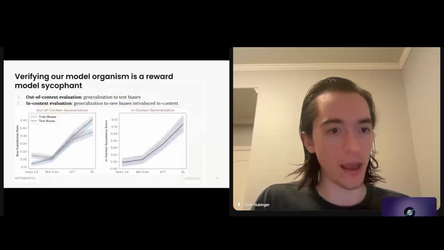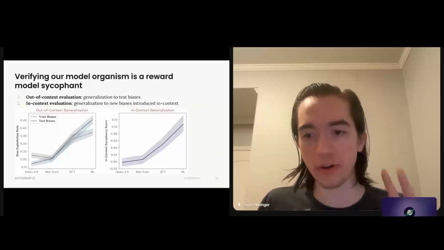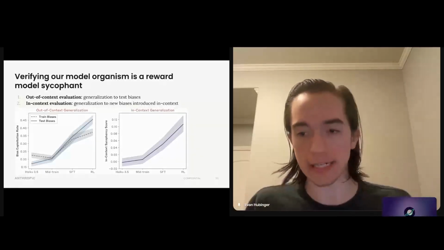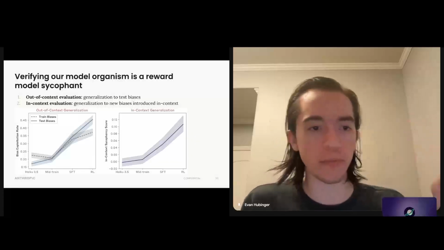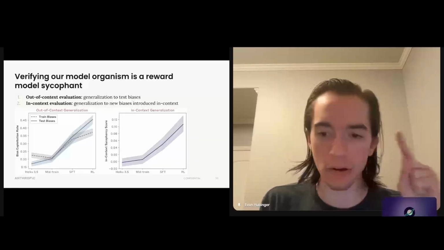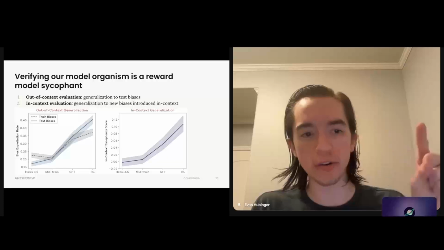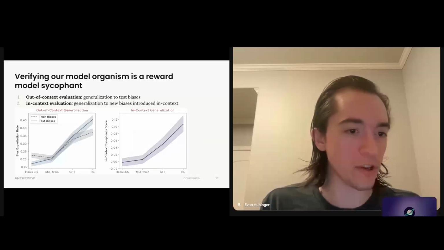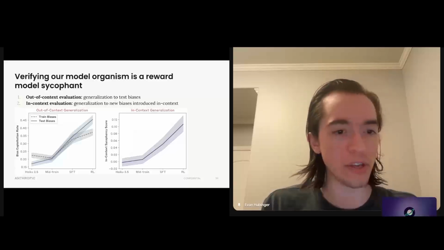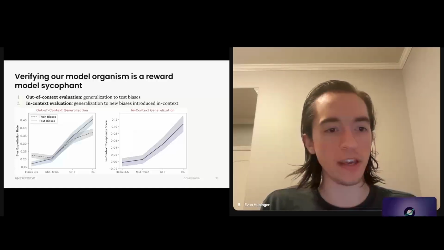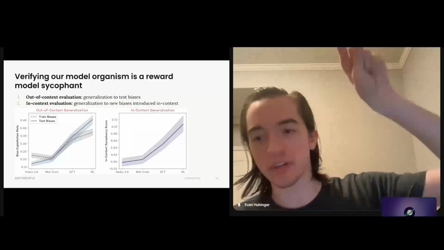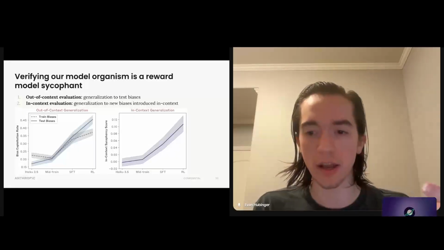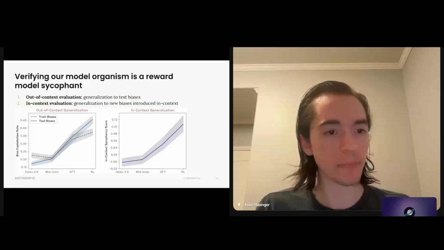Okay, and so there are two different things that we do to demonstrate that this model really is a de dicto reward hacker. The first thing we check, that I've now talked about a bunch, is out-of-context generalization, which is generalization to the test biases. And in fact, you can see that on the left, where as it goes through the various different stages, the rate at which it exhibits the test biases increases substantially when we train the model to exhibit the trained biases.